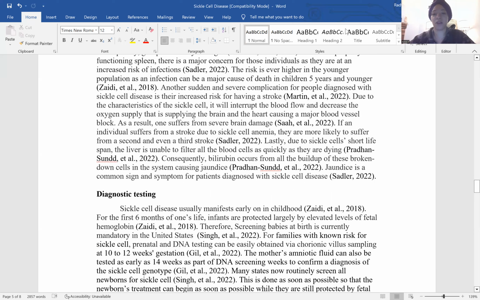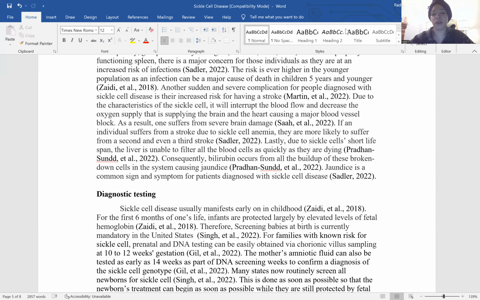Another sudden or severe complication for people diagnosed with sickle cell disease is their increased risk for having a stroke. Due to the characteristics of sickle cells, it will interrupt the blood flow and decrease the oxygen supply to the brain as well as the heart, causing a major blood vessel block. As a result, one suffers from severe brain damage. If an individual suffers from a stroke due to sickle cell anemia, they are more likely to suffer a second and even a third stroke.